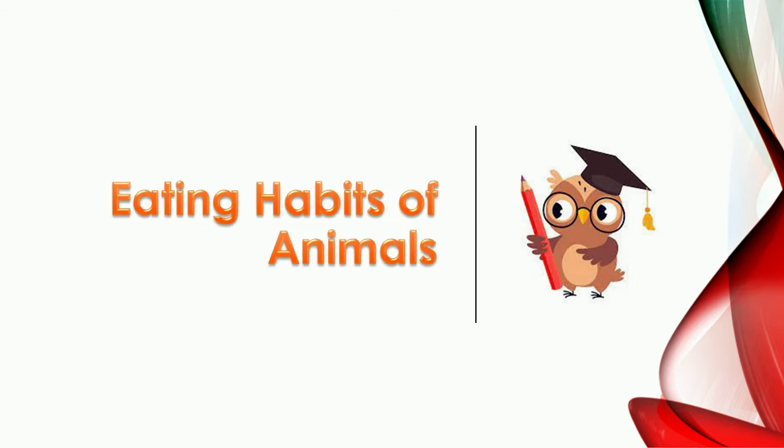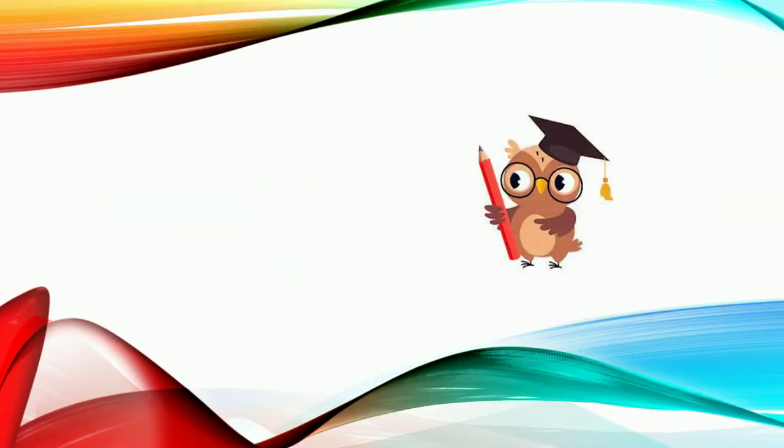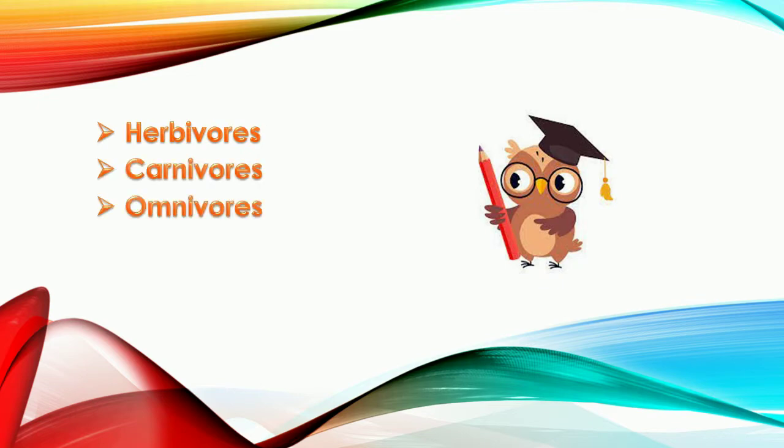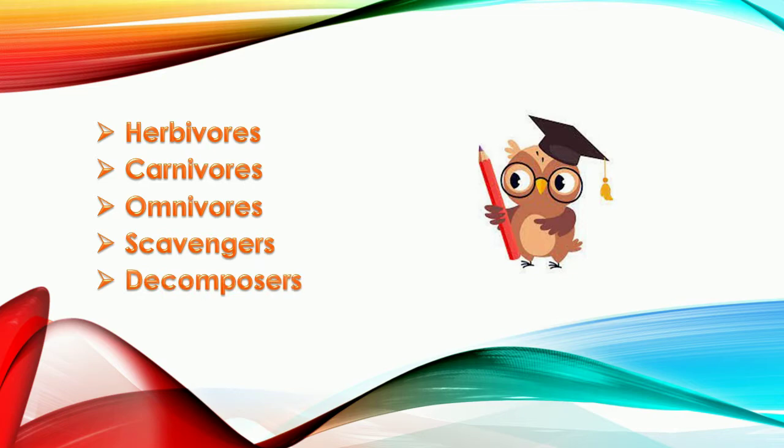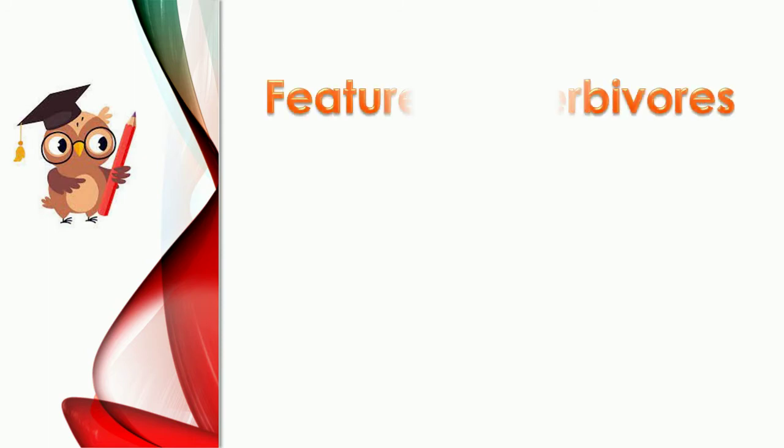Today let us learn the eating habits of animals. Based on the feeding habits, animals are classified as herbivorous, carnivorous, omnivorous, scavengers and decomposers. Now let's see them in detail.